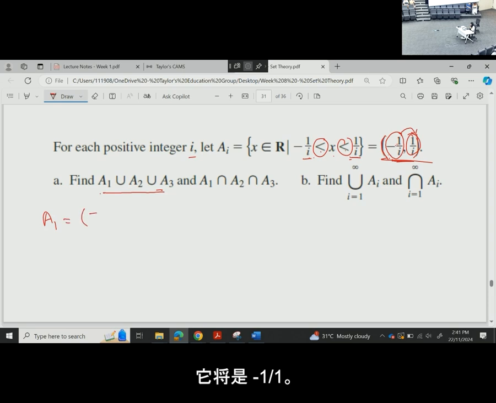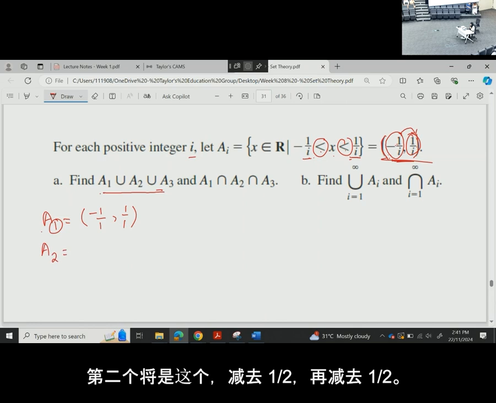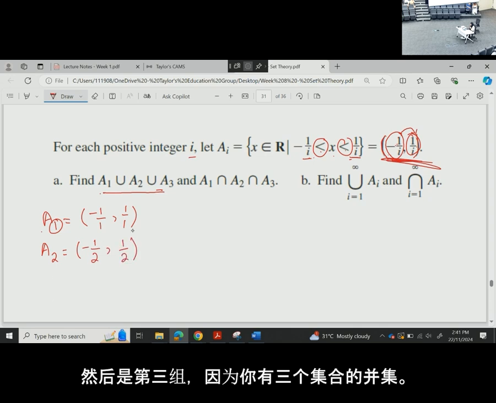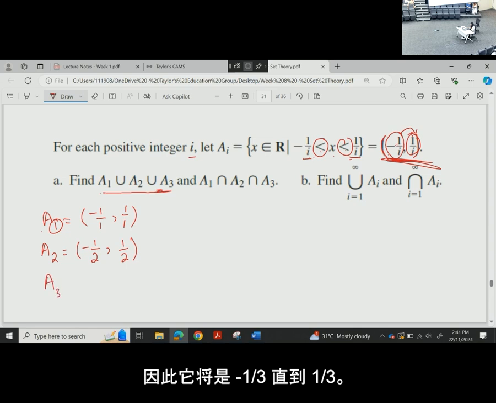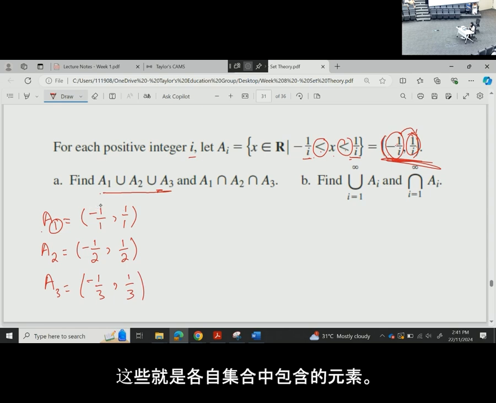It will be minus 1 over 1, and its ending element will be 1 over 1, because this is your first subset. So this is the first set. The second one will be minus 1 over 2 and 1 over 2. Then the third set, because you have a union of 3 sets, will be minus 1 over 3 up to 1 over 3. So these are the elements included in the respective sets.